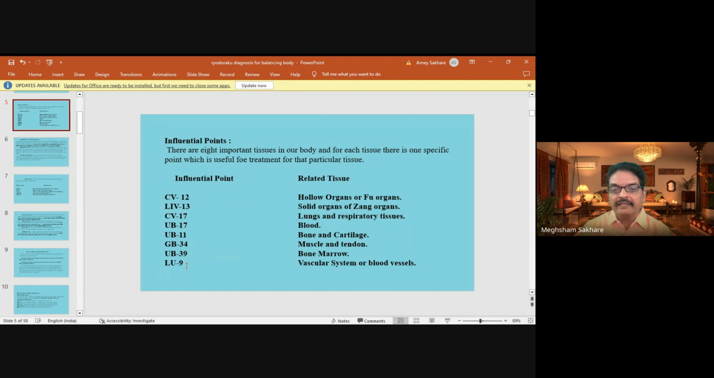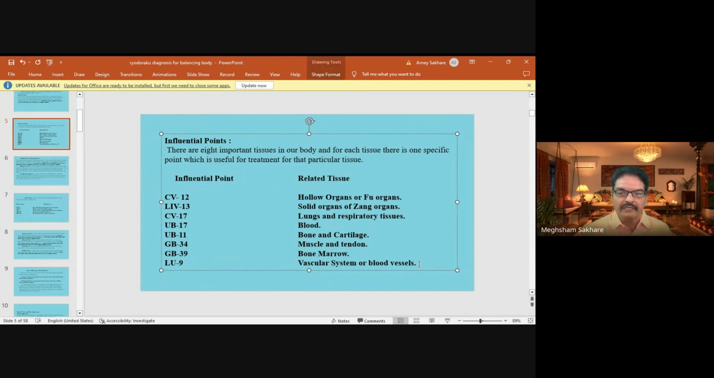Then lung 9 is for the vascular system or blood vessels. So you can use this point for heart patients, asthmatic patients, cardiac patients, and blood pressure patients. You must use lung 9. It is a danger point for needling, so you can use it with soft laser.